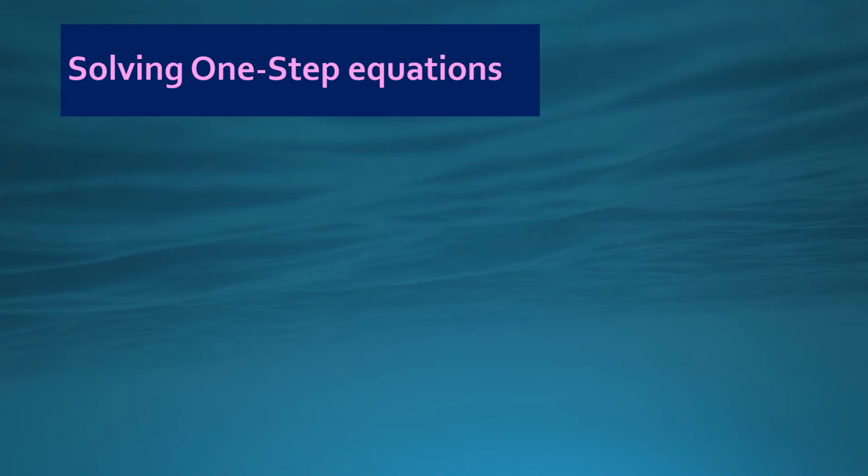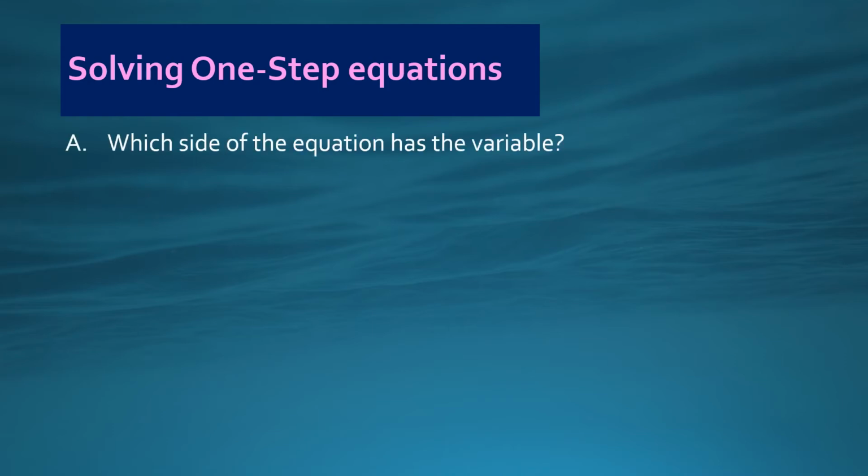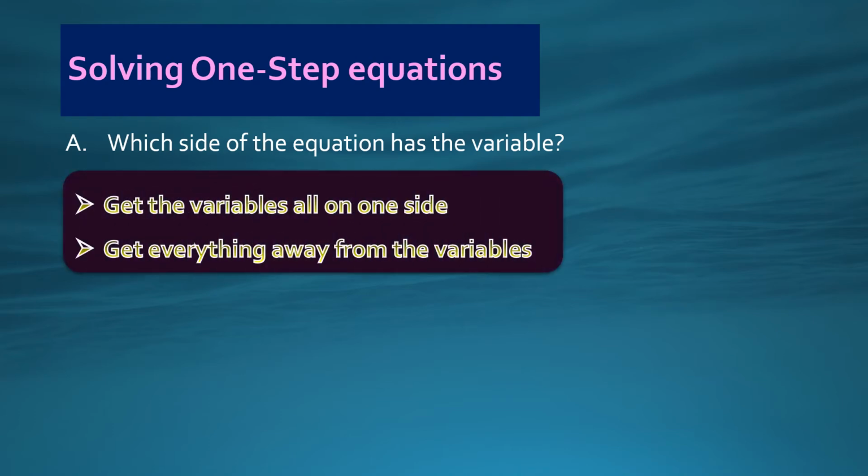How to solve one-step equations? You have to follow the golden rule to solve one-step equations. The first step, you have to ask which side of the equation has the variable, because you will get the variables all on one side and get everything away from the variables.